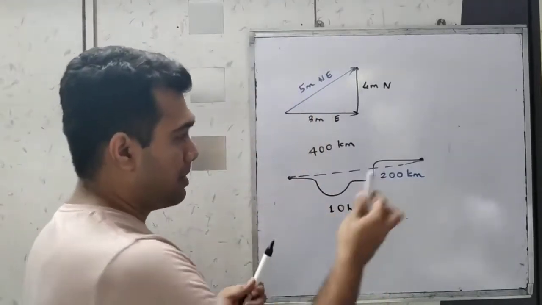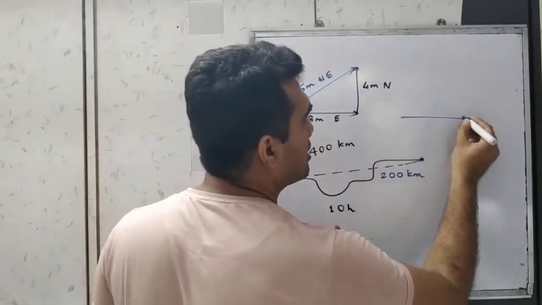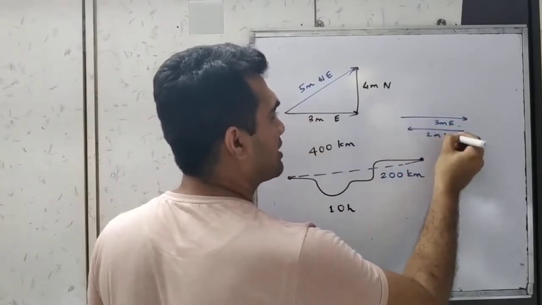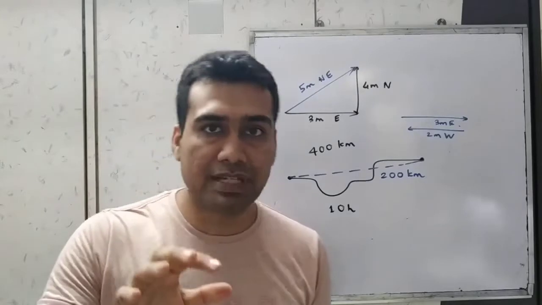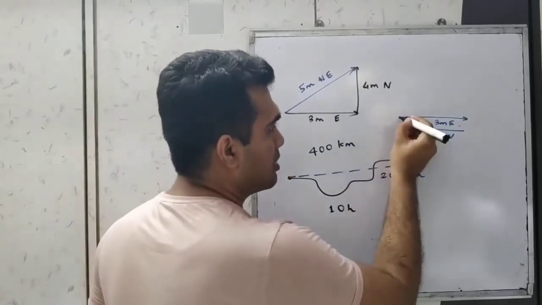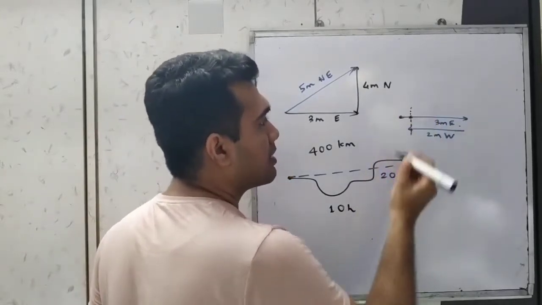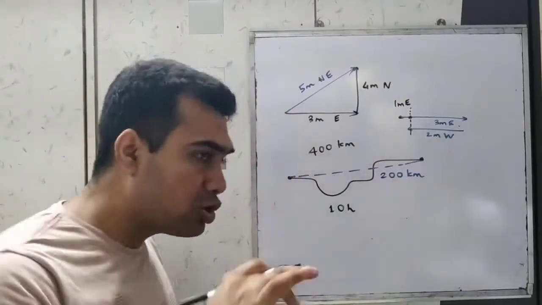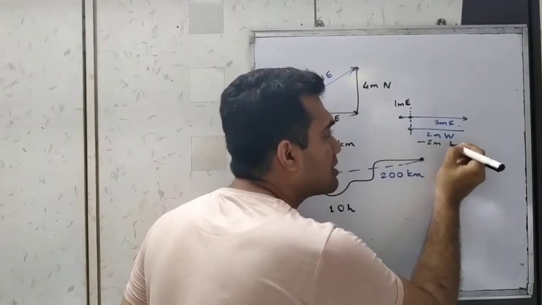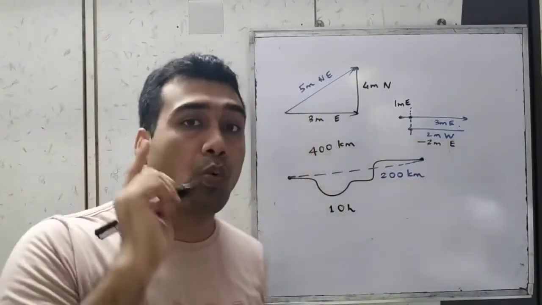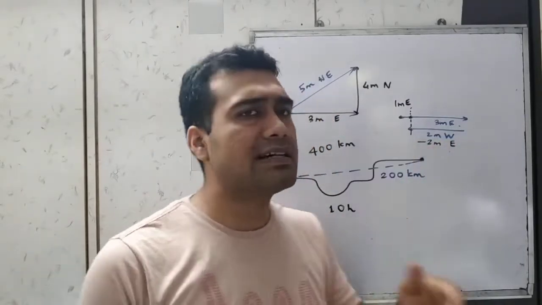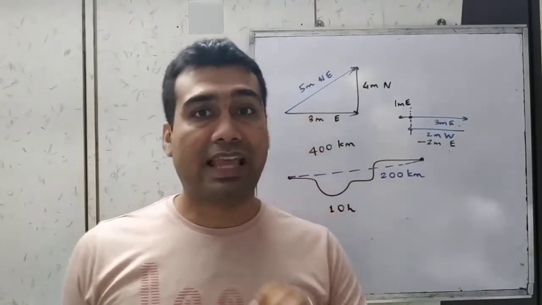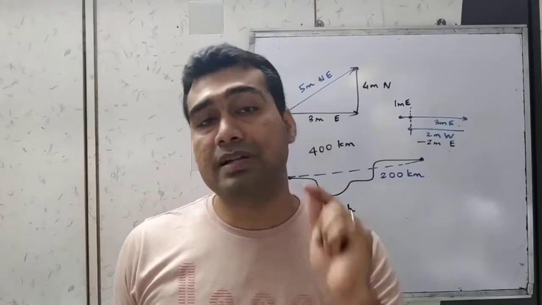For example, after traveling 3 meters east, if you travel 2 meters west, the total distance traveled is 5 meters, but the total displacement between the starting and the ending point is just 1 meter east. You see, 2 meters west can also be written as minus 2 meters east. So 3 minus 2 is 1. So the negative sign here simply means that the motion is in the opposite direction. Distance cannot be negative, but displacement can be negative.